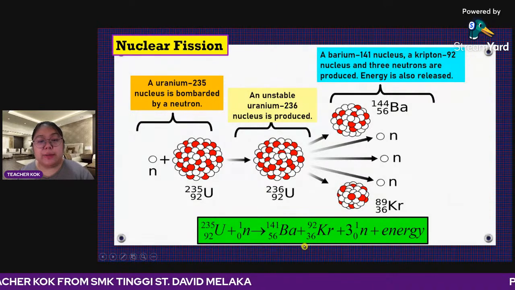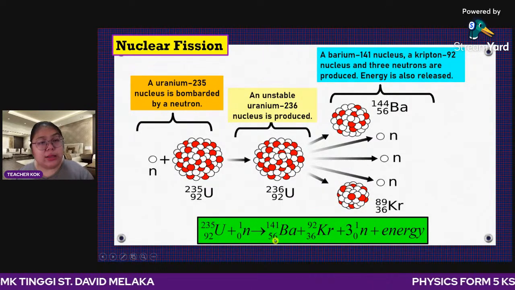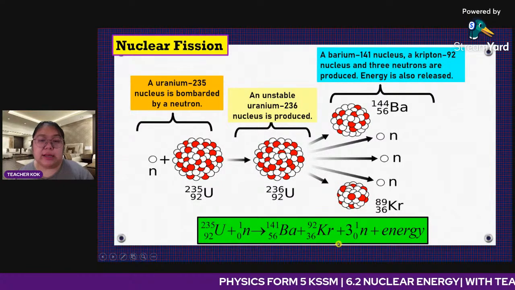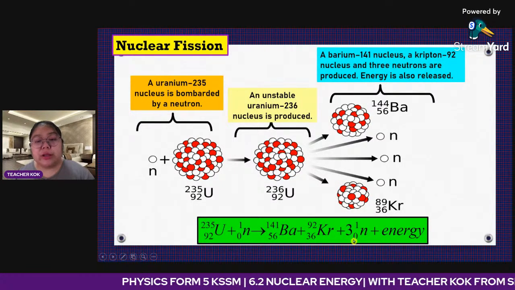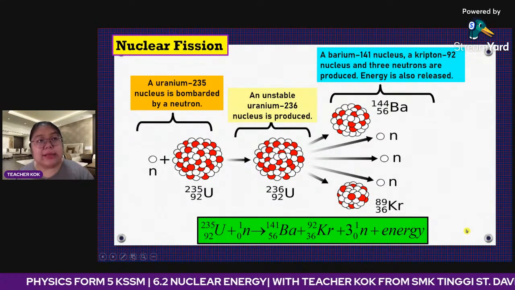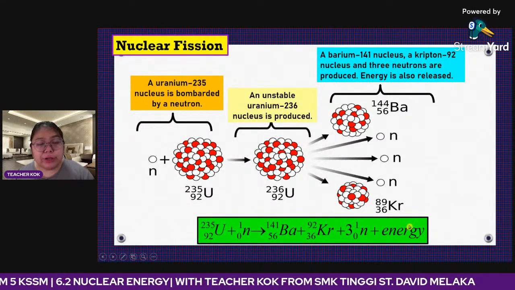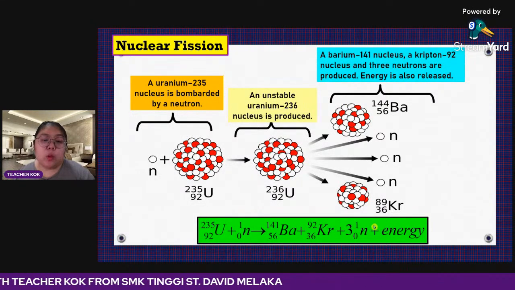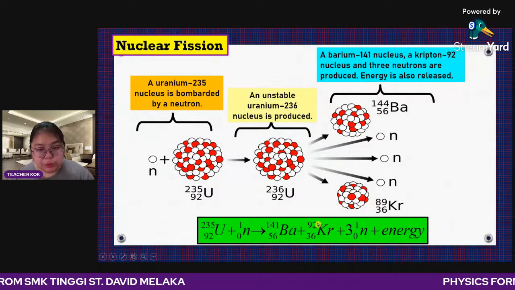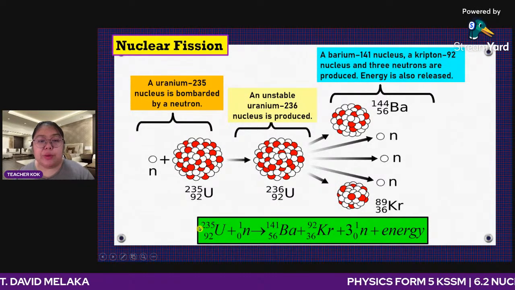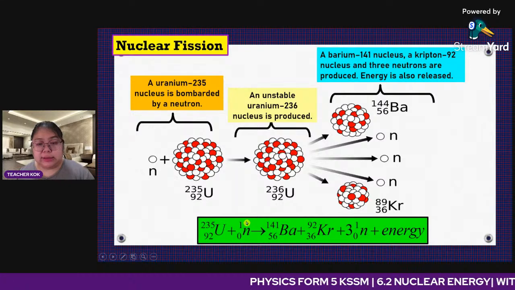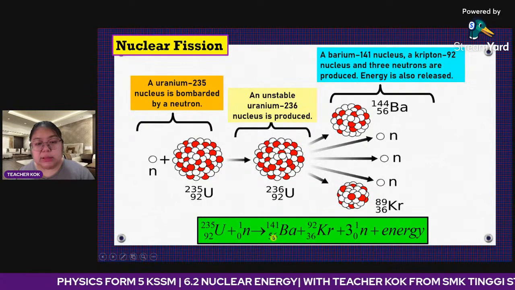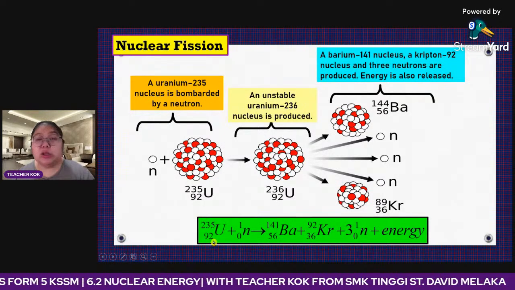The first one is barium, 141 and 56. Another one is krypton, 92 and 36. After that, they produce three neutrons, and also plus energy. So in this equation, when you add together the nucleon numbers, they must be the same: 141 plus 92 plus 3 becomes 236. The proton number is also the same: 56 plus 36 becomes 92.